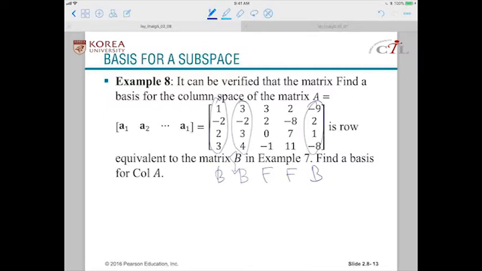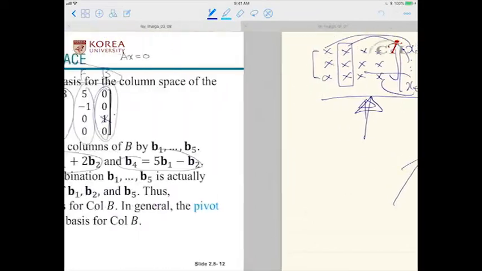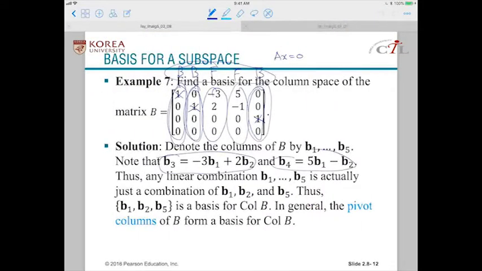In this example, the intent of making this the reduced echelon form of this matrix, the same as the previous one, is that the author emphasizes that you shouldn't be confused and shouldn't pick up the columns from this reduced echelon form.